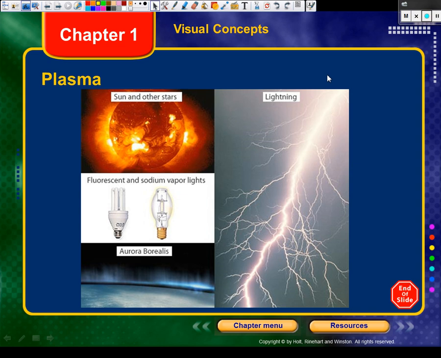Lightning, fluorescent vapor lights, the sun, other stars, and then aurora borealis. What's another name for that? The northern lights. So here's what the northern lights is. What the northern lights are, and these are real, they're not fake, is when the gamma radiation from the sun enters our atmosphere.